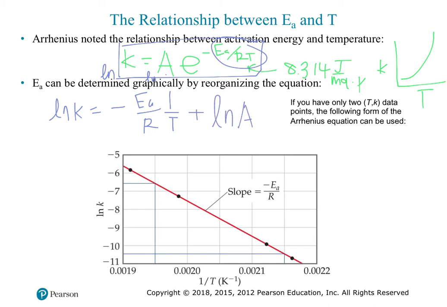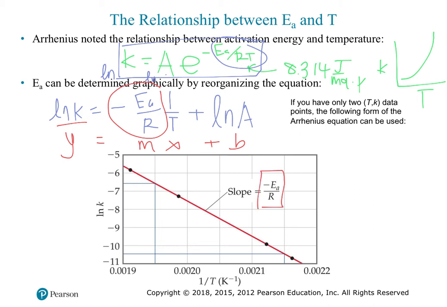If you notice, this looks like a linear equation, y equals mx plus b. So in this case, if you were to plot the natural log of all of your rate constants versus 1 over temperature, you'll get a line where the slope is equal to negative activation energy divided by R.